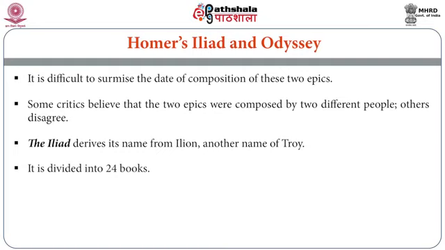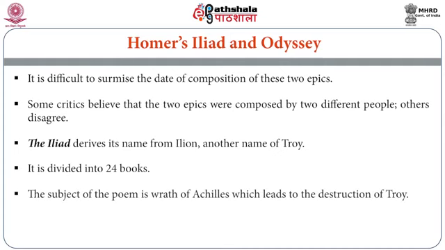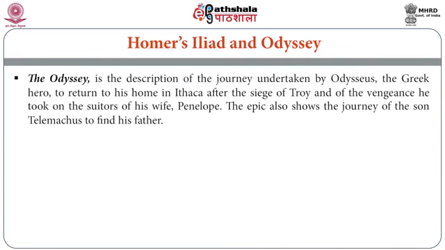Look into the magnanimity and the vast corpus of an epic poem. Iliad comprises 24 books. The subject of the poem is the wrath of Achilles, which leads to the destruction of Troy. The Odyssey is the description of the journey undertaken by Odysseus, the Greek hero, to return to his home in Ithaca, after the siege of Troy, and of the vengeance he took on the suitors of his wife Penelope. The epic also shows the journey of the son Telemachus to find his father. The epic is also divided into 24 books. So both Iliad and Odyssey comprise 24 books.